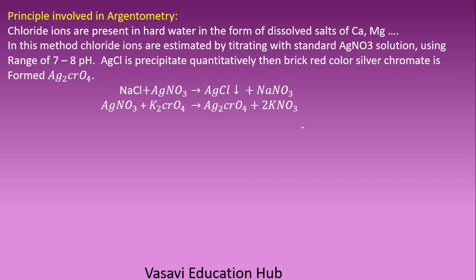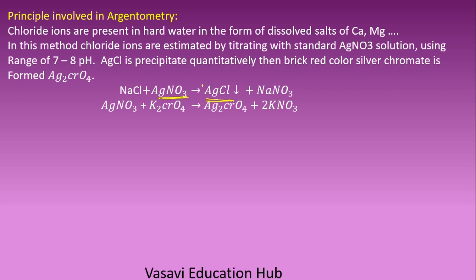Right, next. The principle involved in argentometry titration. The chloride ions are present in hard water in the form of dissolved salts of calcium and magnesium. In this method, the chloride ions are estimated by titrating with standard AgNO3 solution in the range of 7 to 8 pH. Here AgCl is precipitated quantitatively, then the brick red colored silver chromate, Ag2CrO4, is formed. Generally, first of all we take AgNO3 in the burette and the chloride ions which are present in the hard water. When they react, it produces a white precipitate, silver chloride.